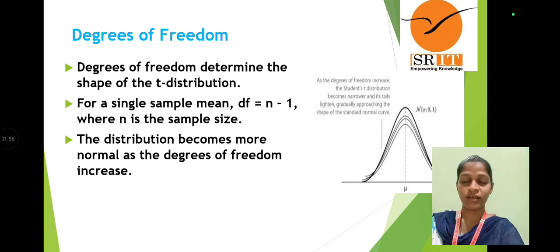Degrees of freedom. The degrees of freedom determines the shape of the T distribution. For a single sample mean, df equals n minus 1, where n is the sample size. The distribution becomes more normal as the degrees of freedom increases. As the degrees of freedom increases, the student's distribution becomes narrower, and its tails lighter, gradually approaching the shape of the standard normal curve.